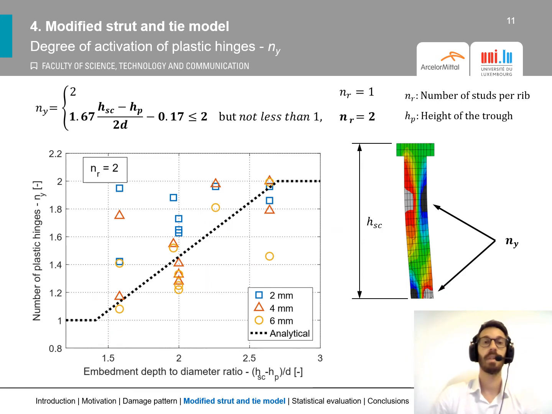The former is the degree of activation of plastic hinges, also known as the number of plastic hinges, NY. These plastic hinges are assumed to be always equal to 2 in case of one stud per trough. But when two studs are welded in the same trough, we have lower values of the plastic hinges, as we can see from this plot here.